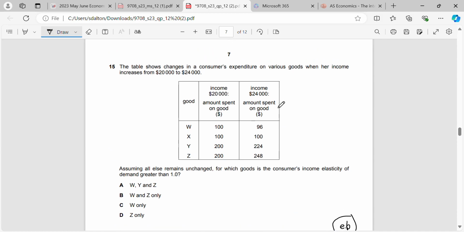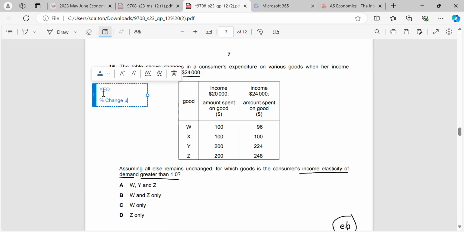15. This is going to be a long video. The table shows changes in a consumer's expenditure on various goods when her income increases from $20,000 to $24,000. Assuming all goods have income elasticity of demand greater than 1.00. Okay, so first thing to do is to calculate the change in income, right? And remember our formula. Our formula for YED, or income elasticity of demand, is the percentage change in quantity demanded divided by the percentage change in income.